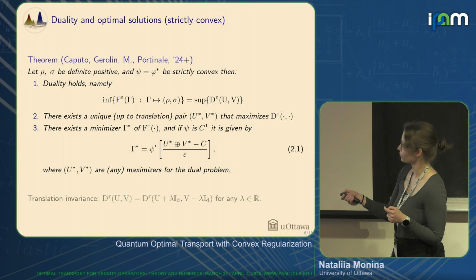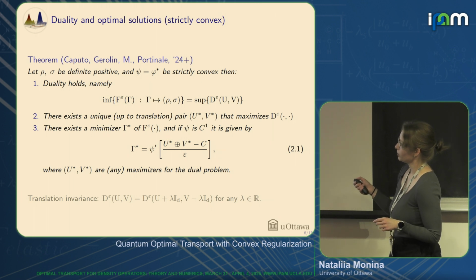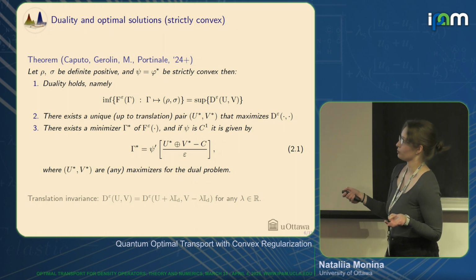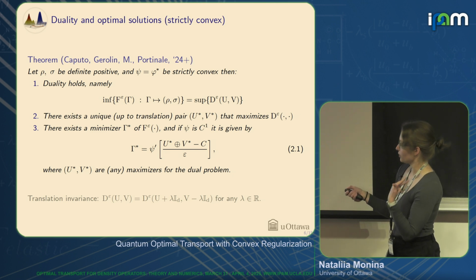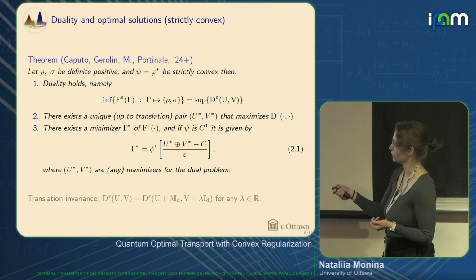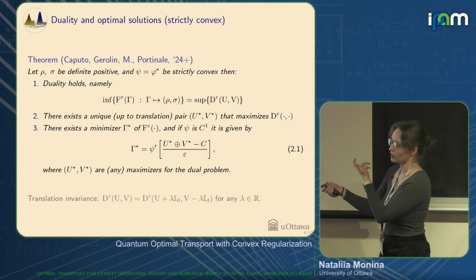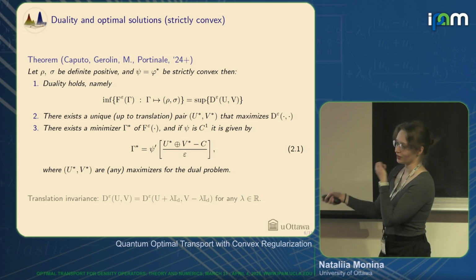We showed that the duality holds for the balance problem. We showed that there is a unique up to translation pair that actually maximizes the dual problem. And we showed that there exists a minimizer of the primal. And if the function psi, which is in the dual, is C1, then we can get this nice formula for the minimizer of the primal, where U star and V star are the maximizers of the dual. And it doesn't really matter which maximizers they are, because U star plus V star doesn't depend on shifting right and left in U and V.